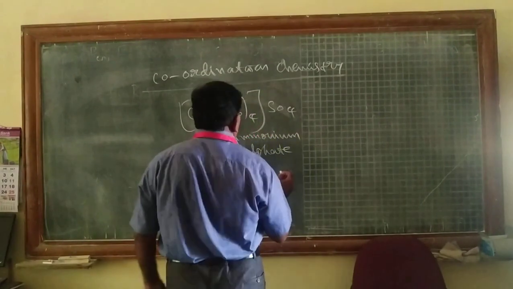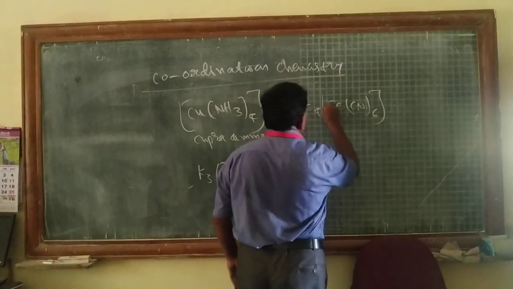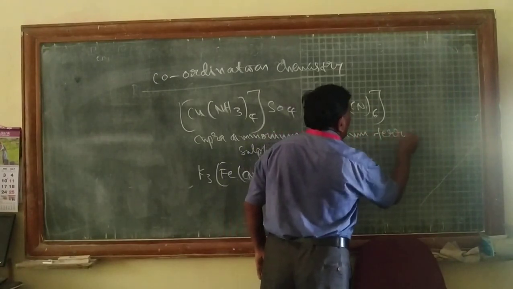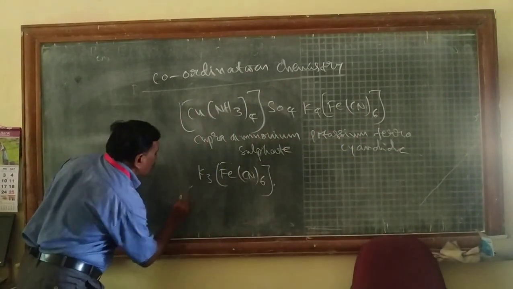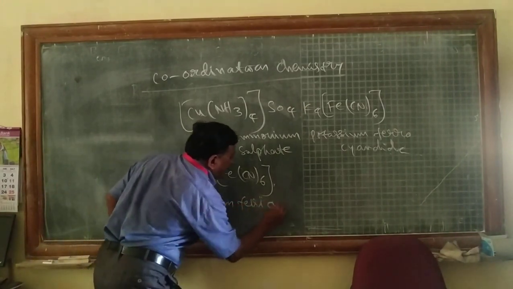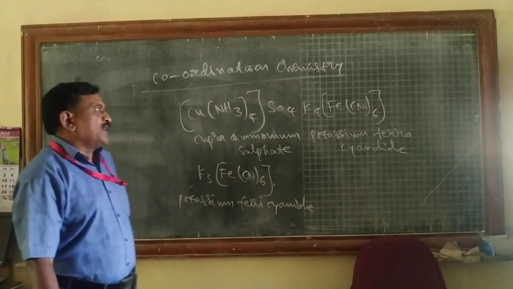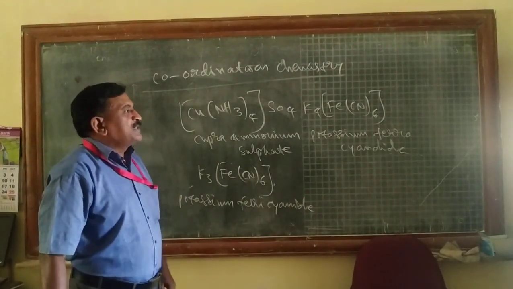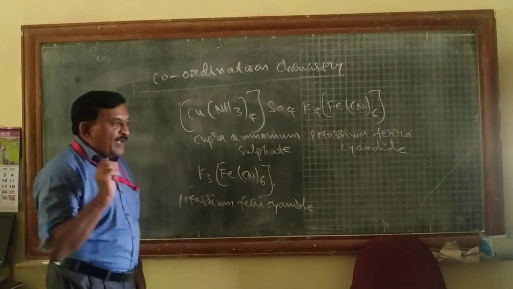Then we will have the compound K4Fe(CN)6. This is called potassium ferrocyanide. So these are some examples of coordination compounds. Cu(NH3)4 SO4 is cuproammonium sulfate. The second one is K4Fe(CN)6, potassium ferrocyanide, and K3Fe(CN)6 is called potassium ferricyanide.